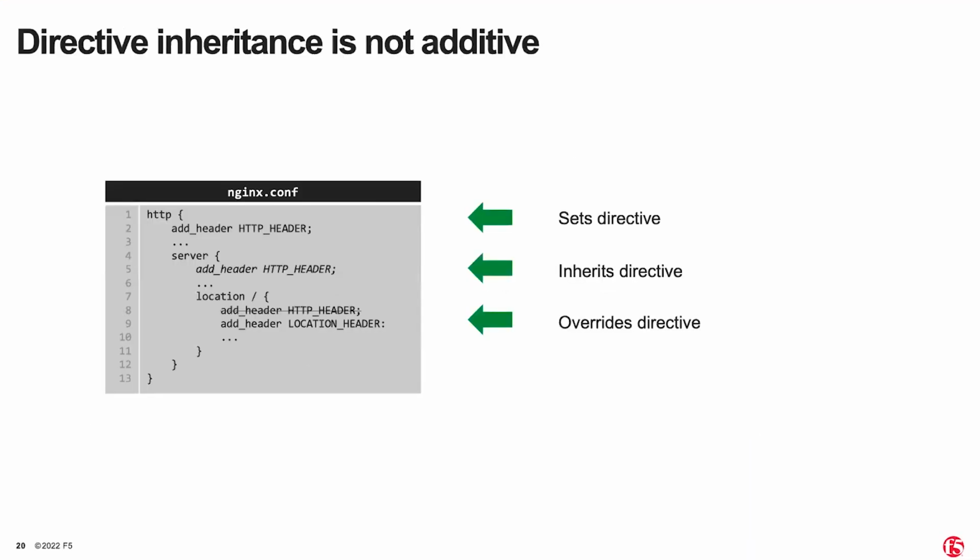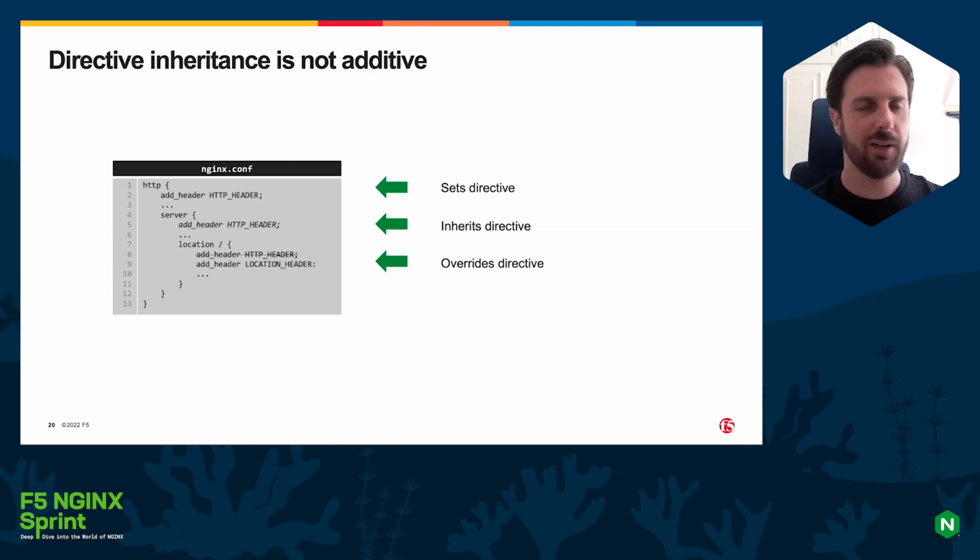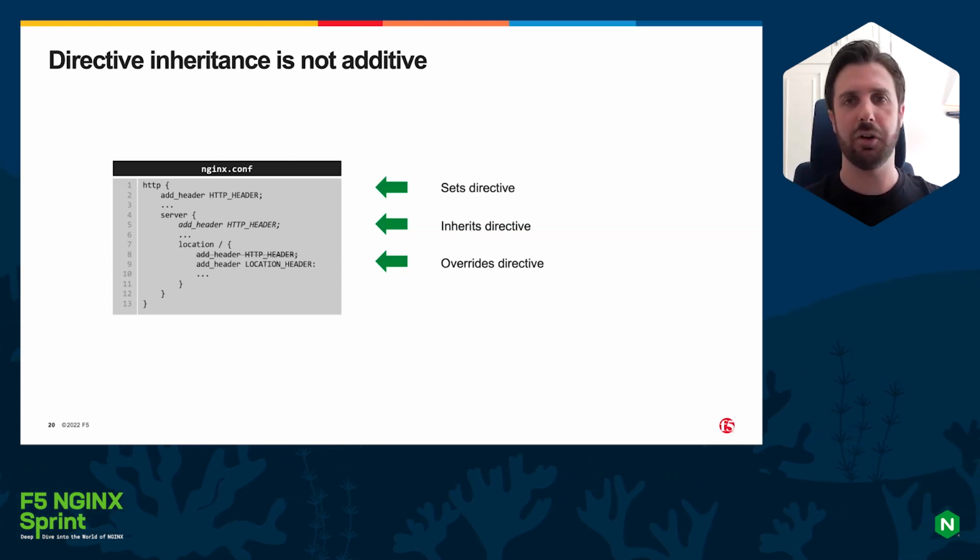Mistake number two: directive inheritance is not additive. If I add a header at the topmost HTTP block, it will be inherited by all lower blocks. But if I add a different header at one of the lower blocks, say a location block, the new header will override any inherited headers throughout the whole location block, and fundamentally destroy the initial header you set in the HTTP block. This behavior is pretty standard across all NGINX directives unless otherwise noted.